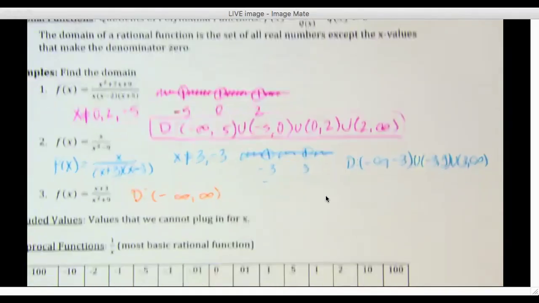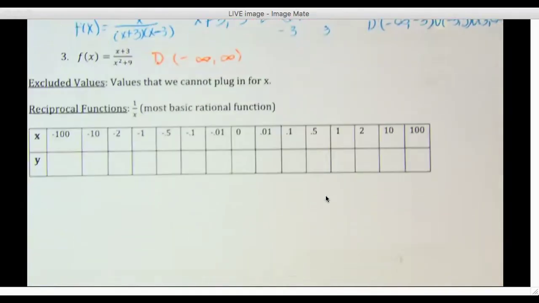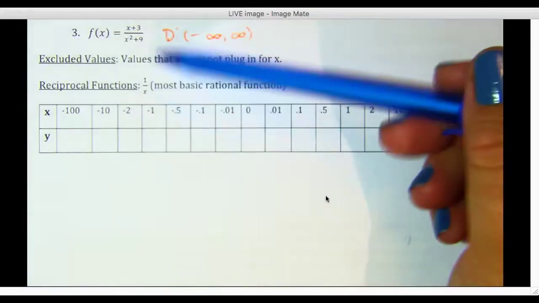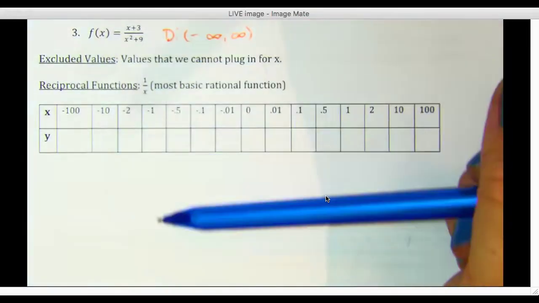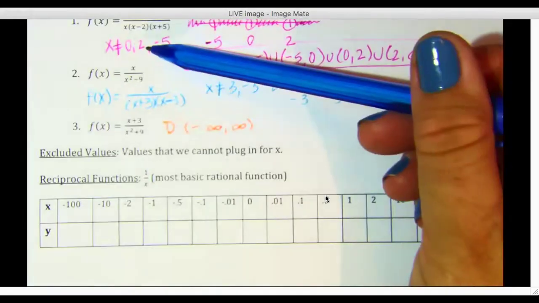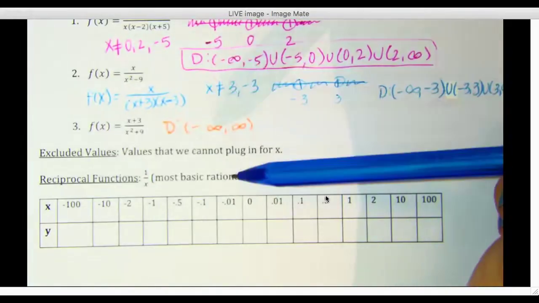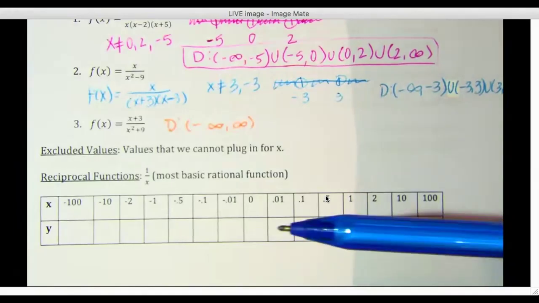So in this next part here, we are going to explore what our most basic rational function looks like by plugging in some values. Actually, let me go above it real quick, excluded values. These values here that I was saying x was not allowed to equal, those are called excluded values. They're excluded from the domain.